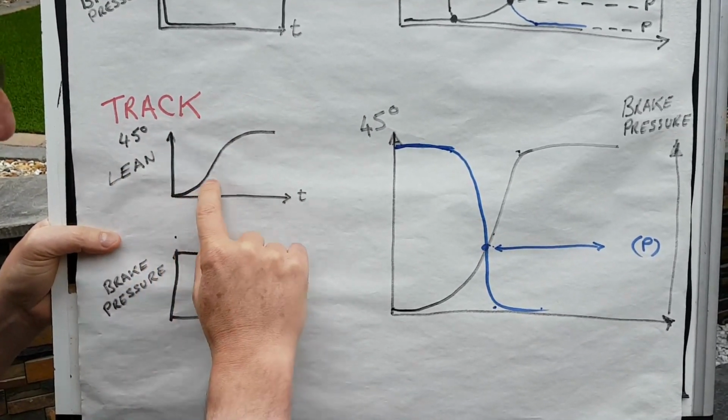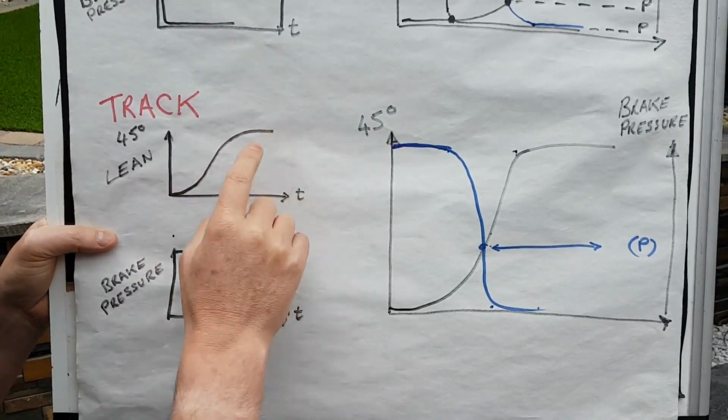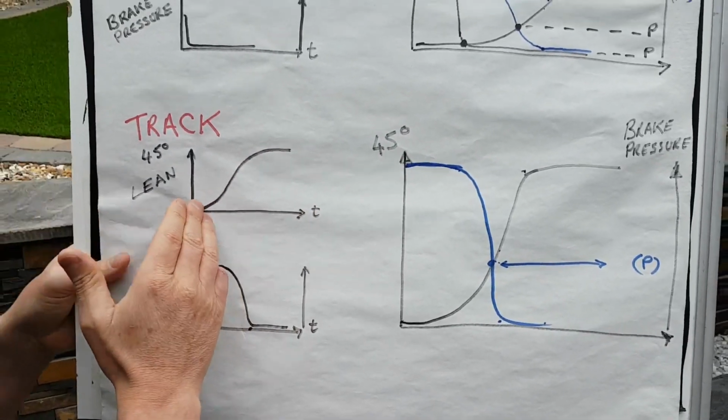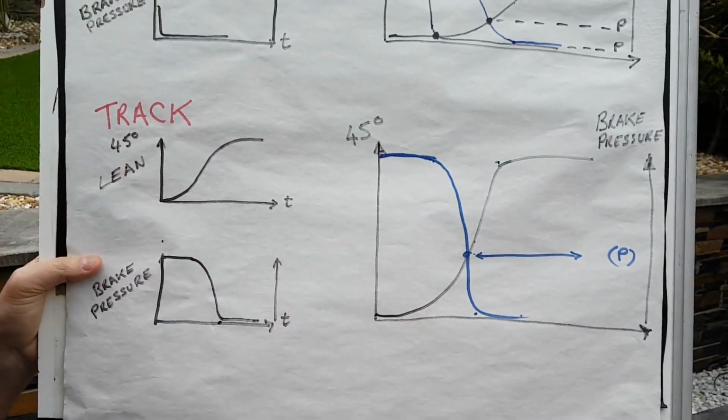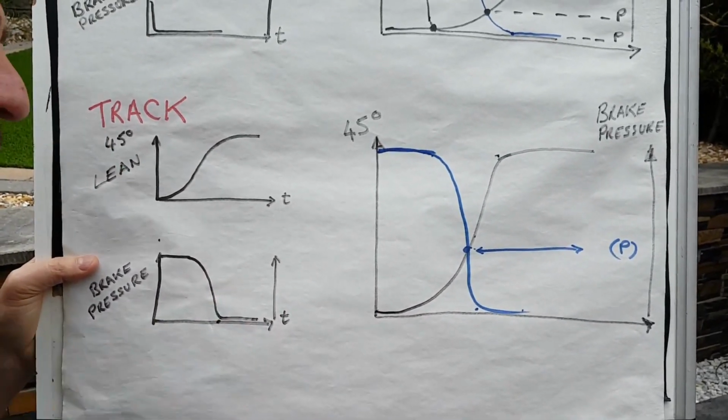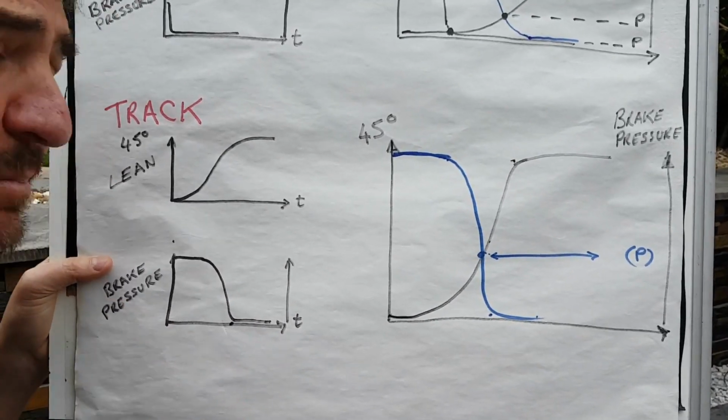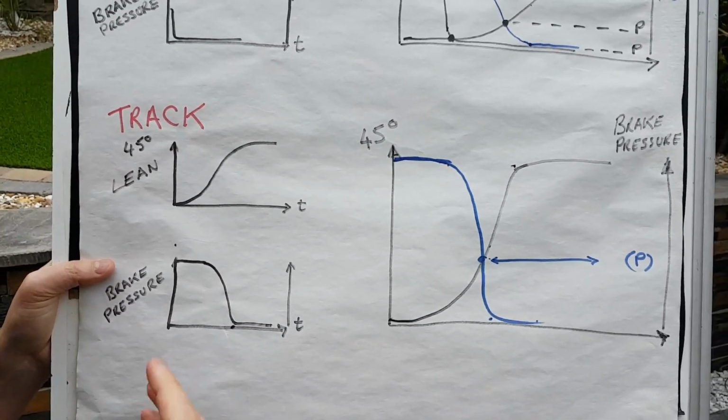The first thing you'll notice is the rate of change of lean. A rider on the track is prepared to lean much quicker. They have to be able to go into corners deeper and make that transition much quicker. That means they're applying a lot more pressure and the rate of application of pressure is a lot quicker than your average road rider.